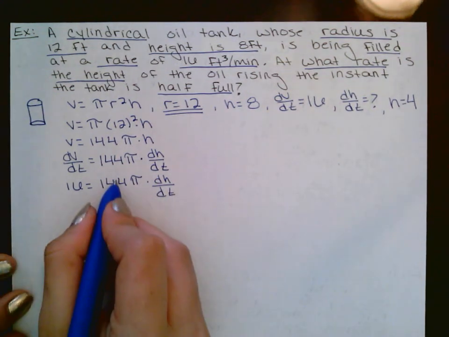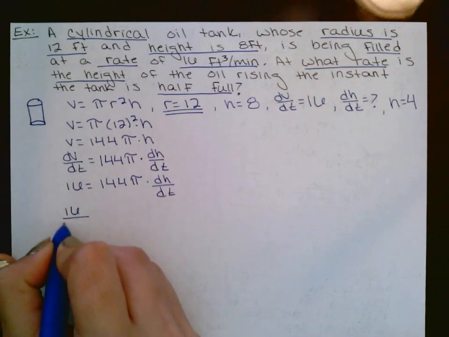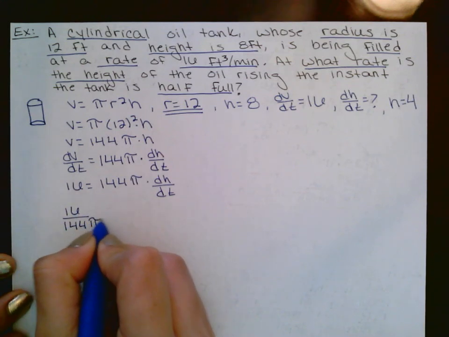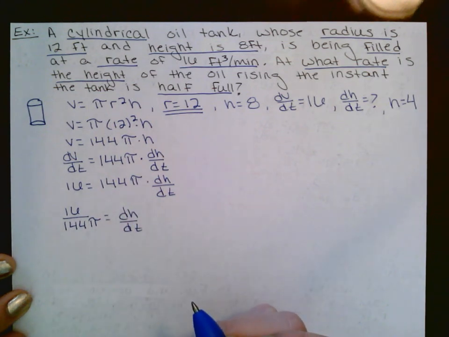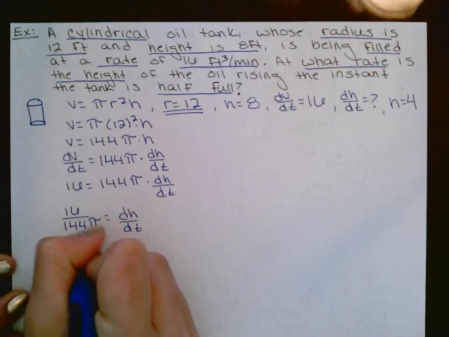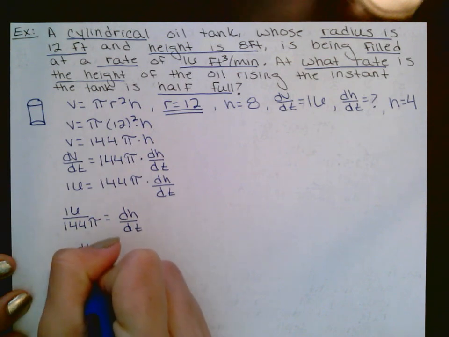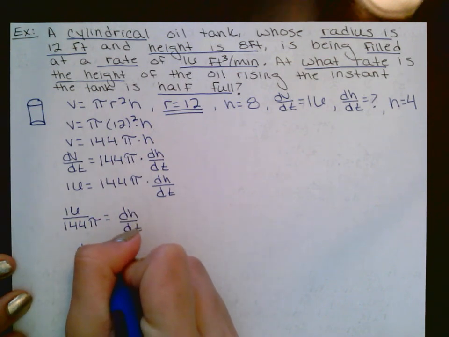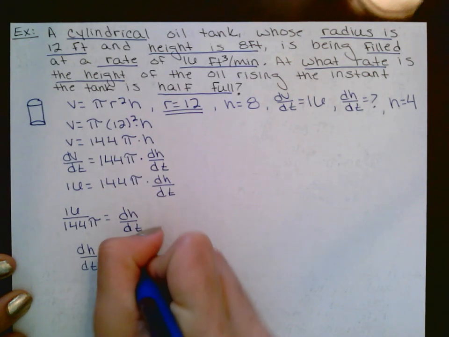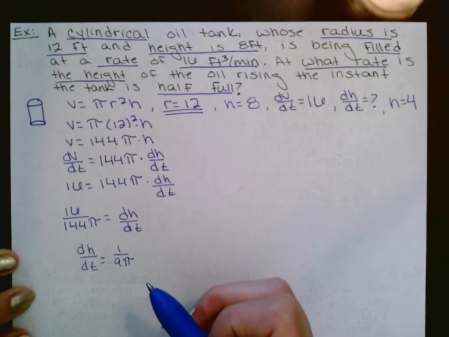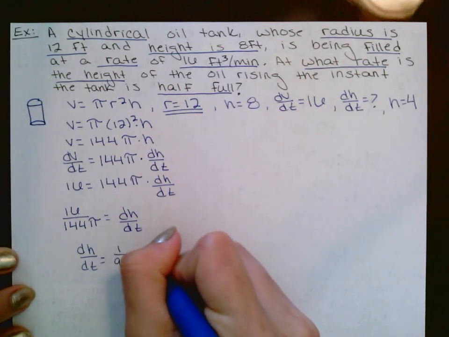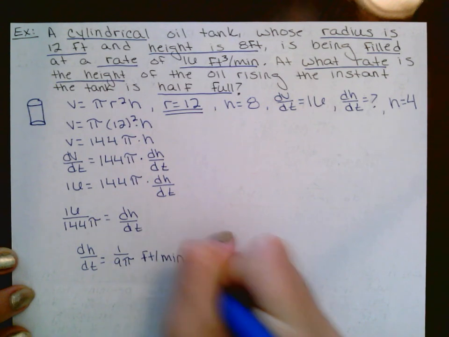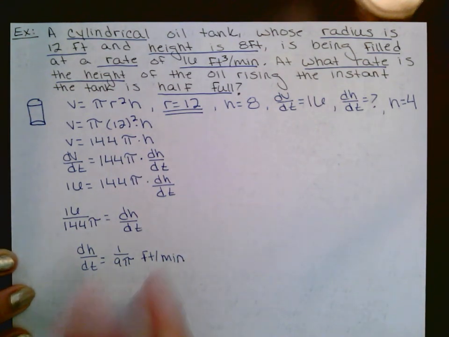Isolate it. So I'm going to divide this over, 16 over 144 pi equals dH/dt. Okay? Again, you don't have to reduce. If you did, you would be writing dH/dt equals 1 over 9 pi. Again, not needed though. And then height is a one-dimensional object, but since it's a rate, I do need to put that feet per minute. Okay, and you are done with this problem.